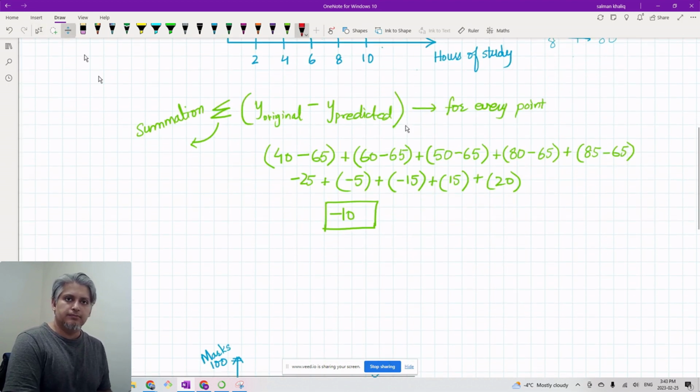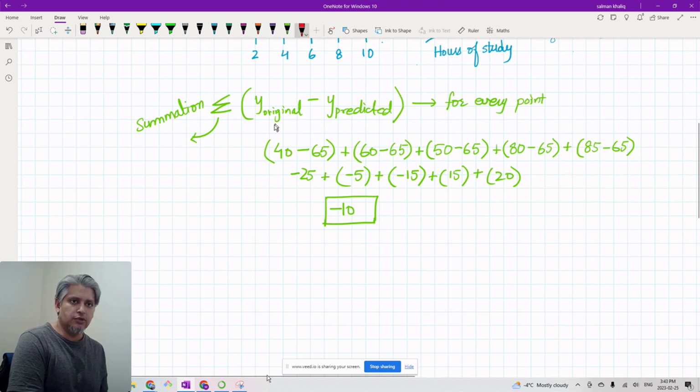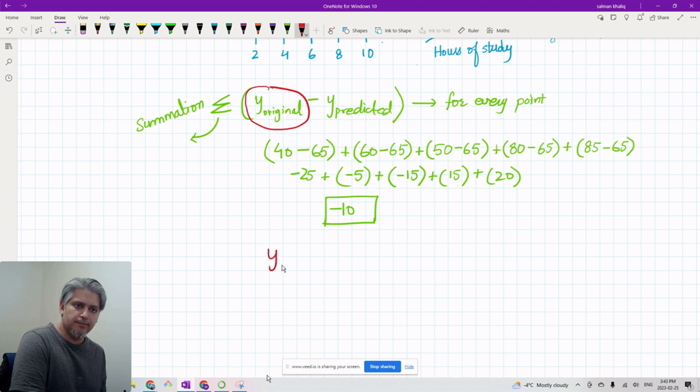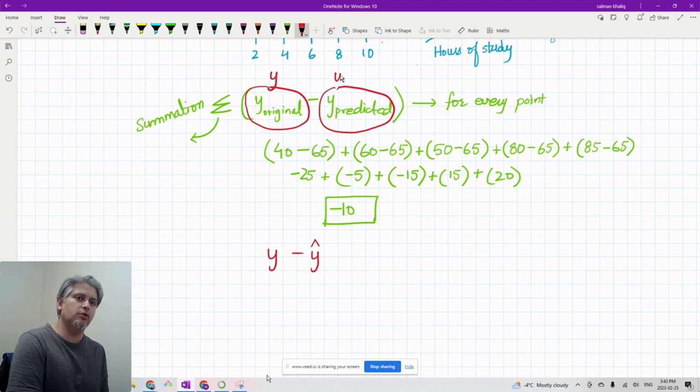If you look closely over here, you can see this y original minus y predicted. So I'm going to write this term as y originally minus y hat. This is my y predicted value. I'm calling this y only and I'm calling this y hat. In simple calculus, we call this a hat. So this is y minus y hat: the original y minus the predicted y.